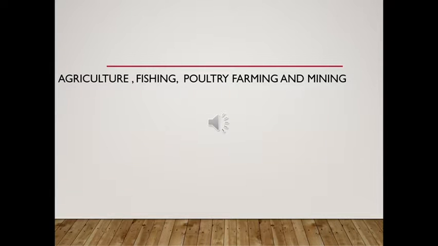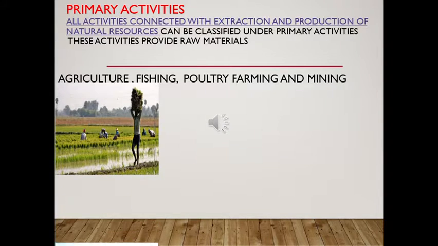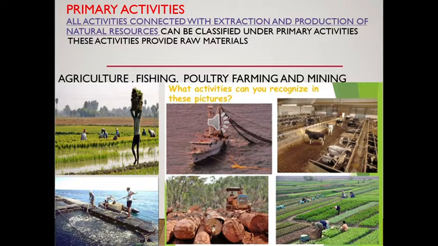Primary activities. All the activities connected with extraction and production of natural resources can be classified under primary activities. These activities provide raw material. Agriculture, fishing, poultry farming, and mining are all primary activities.